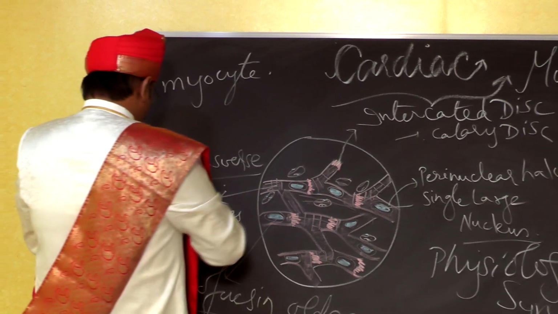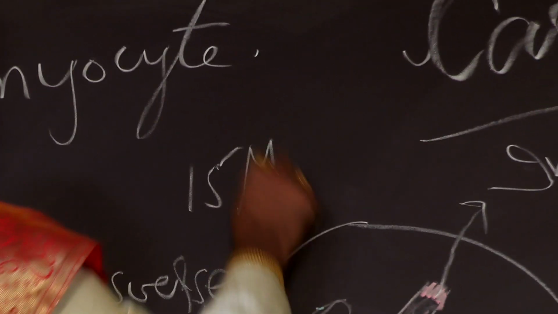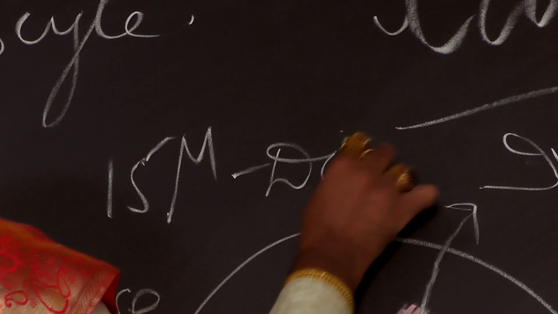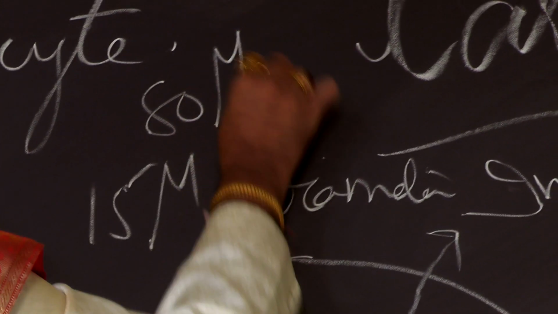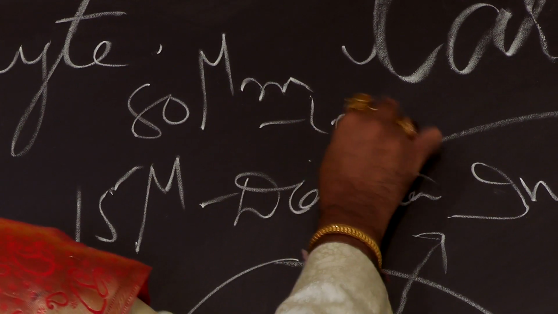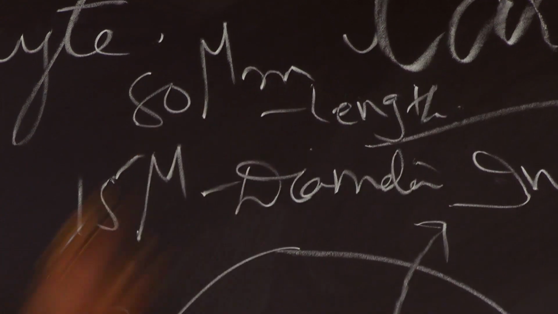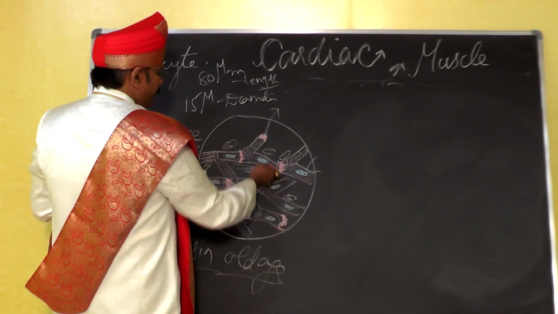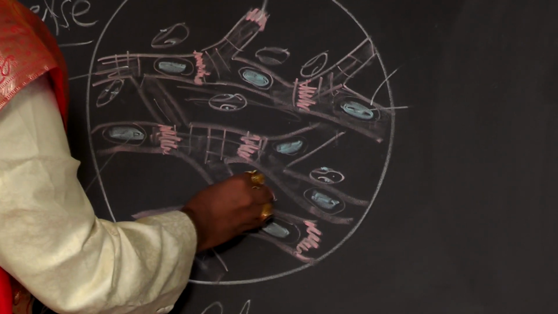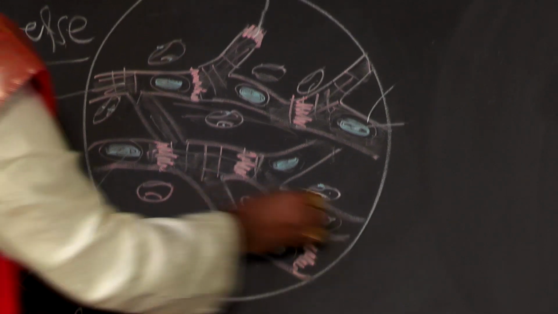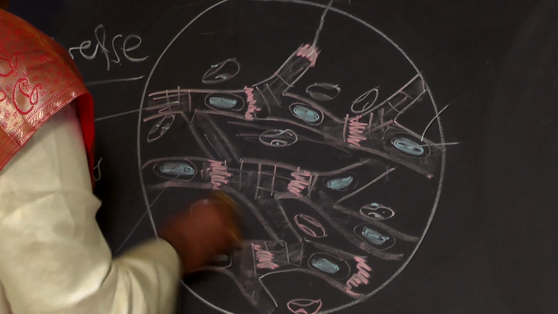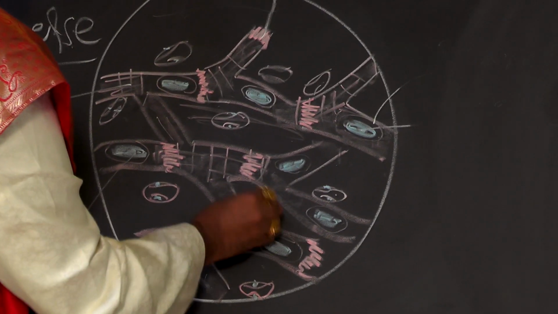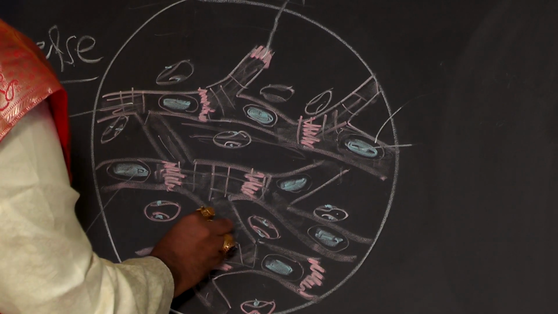It is about 15 micrometers in diameter, whereas the length is up to 80 micrometers. That is the length of the cardiac myocyte. Between the different cardiac myocytes, you have the blood vessels and capillaries. Here you have the capillaries that are present with some connective tissue adjoining myocytes.